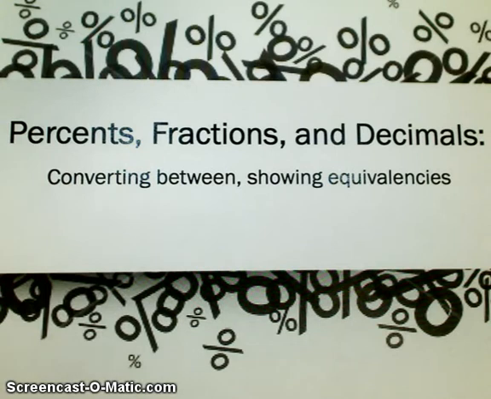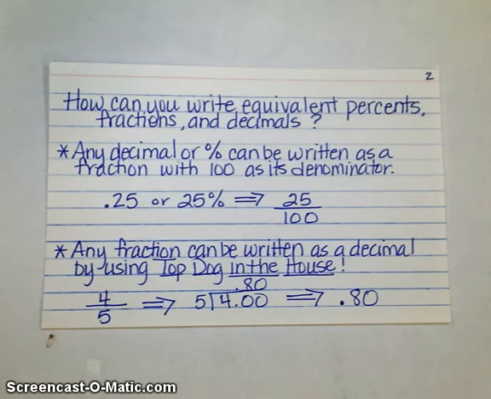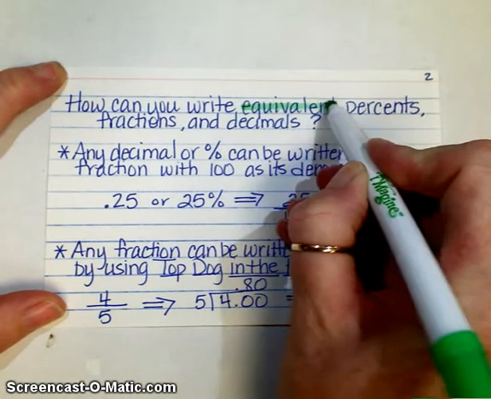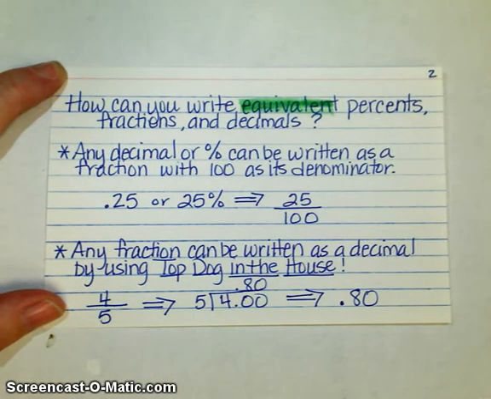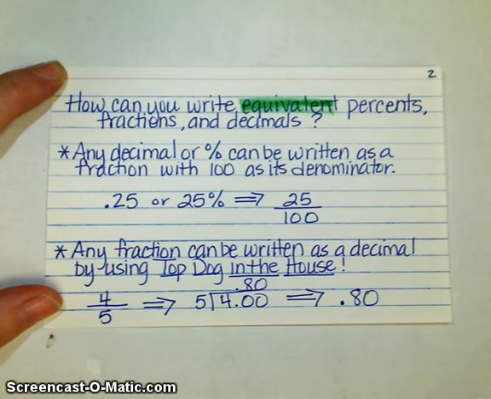So now that we have figured out that part of it, using our benchmarks to find equivalent fractions to find percentages, we need to look at how we can do the conversions between percents, fractions, and decimals. We have to be able to show their equivalencies like we showed on the number line, but we have to know how to convert them. And so we've learned in class how to do that. The first thing that we have to look at is how you can write equivalent percents, fractions, and decimals. And you guys know that equivalent means equal. Actually, there's three different ways to do it.